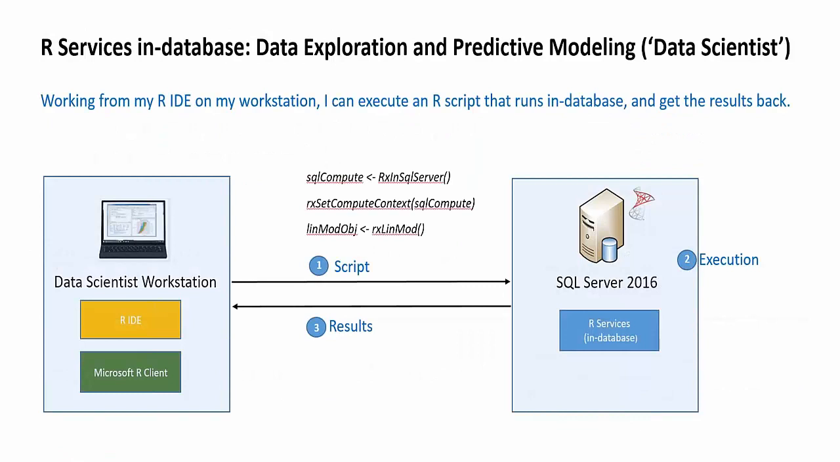Okay, so this slide captures at a high level what the scenarios are, right? One of the things when we talk about R in general is this concept of exploration and modeling. This is something your data scientists would typically do from their workstation, and they interact with data in the database, and they send some queries, get the data, visualize the results, build a model. So now one of the things you can do with R Services is set what is called a compute context.